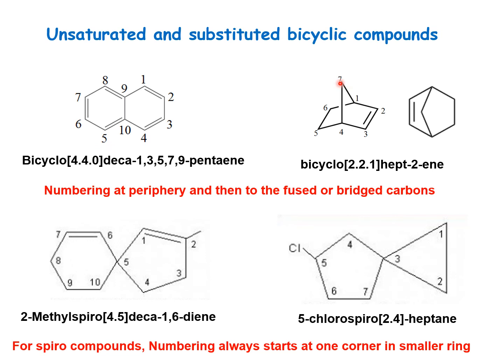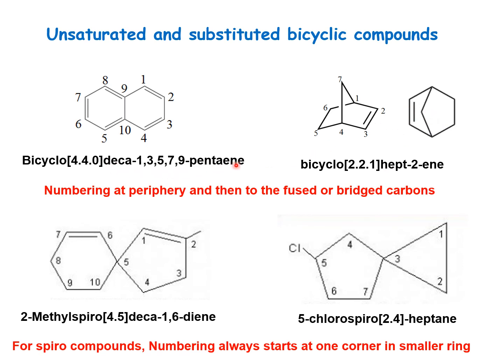In case of bridged compounds, they will be treated like benzene, wherein we will number from the fusion, come to the periphery, and the bridged carbon atoms are numbered at the last. So in this case, the prefix remains the same, bicyclo. Even this bracket will remain the same, 4.4.0 here, here 2.2.1, because 1 is the bridge.